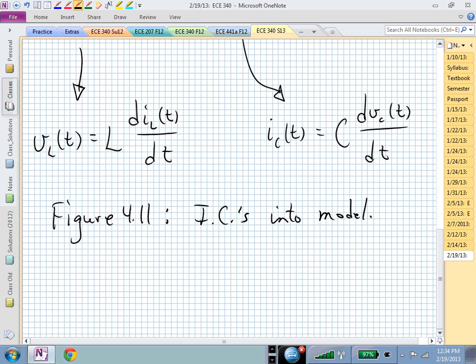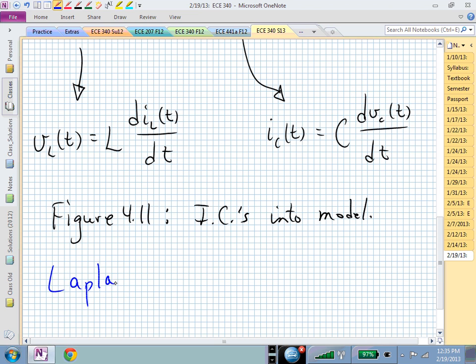Now, what we want to do, let's just look at this for one of these cases. Let's look at the inductor case, and you can then go through the derivation if you want for the capacitor on your own. I'm sure you're always looking for things to do after class or before class. This will give you something to do.